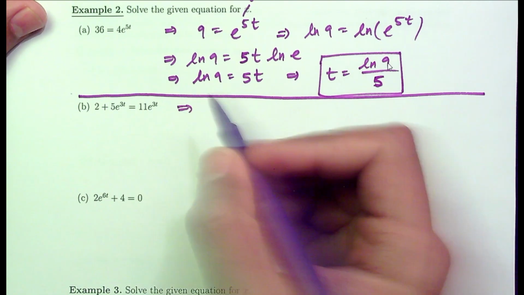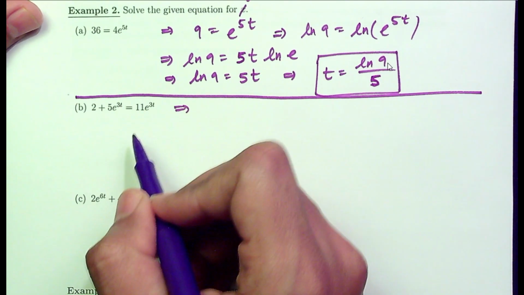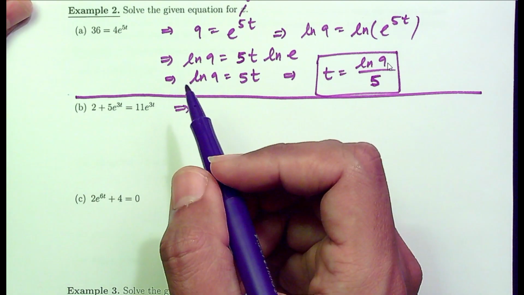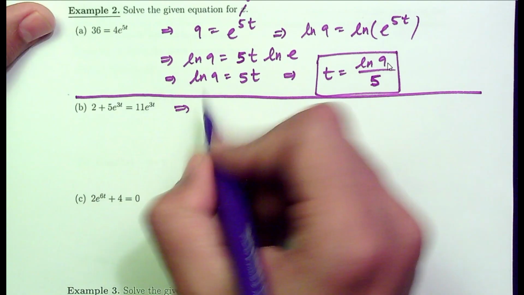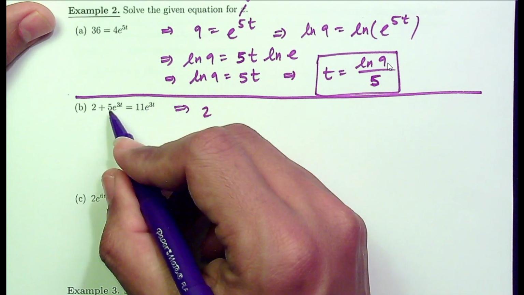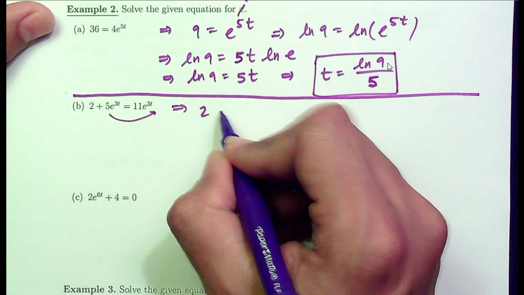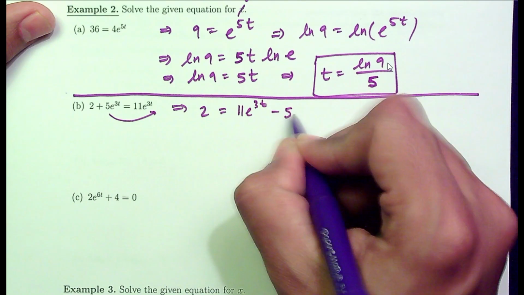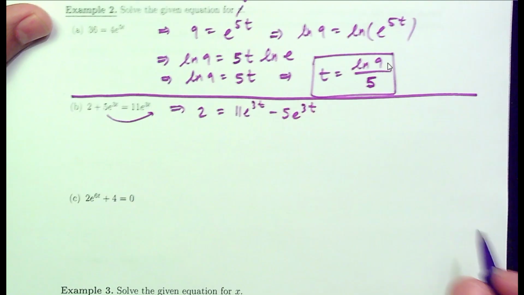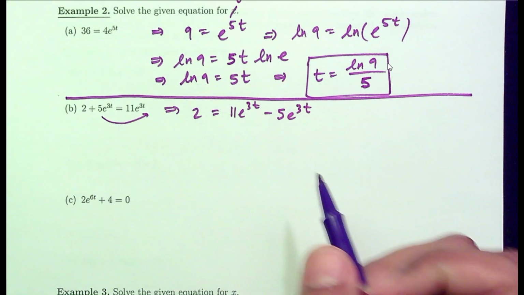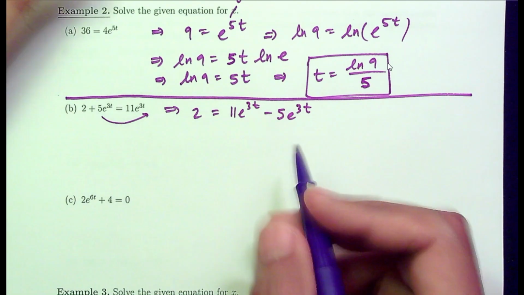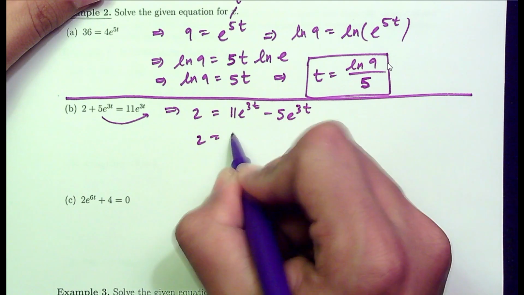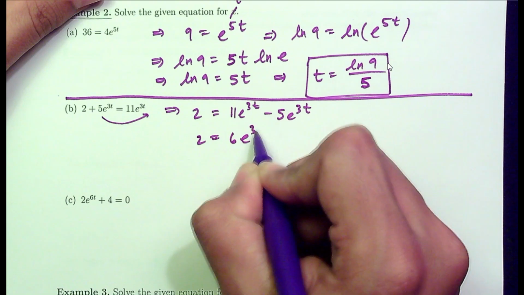Let's do it. So first thing, I want all the t's on one side. I cannot take ln just yet. I want everything that has t on the same side, so it's going to be 2. And I'm going to move this one over here. So this is going to be 2, 11 e to the 3t minus 5 e to the 3t. Now, these are like terms. They both have e to the 3t, so that means I can combine them into a single term. So 5 minus 11 is 6. So this is 6 e to the 3t.